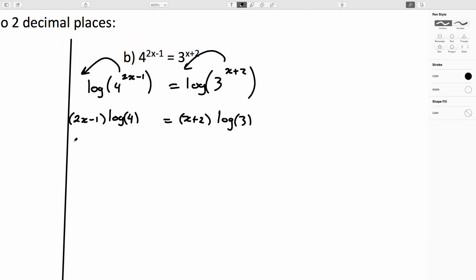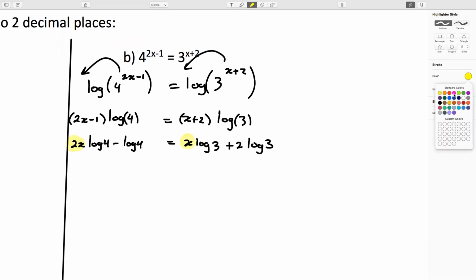2x times log 4 is the first one, so 2x log 4 minus 1 log 4. Do the same thing on the other side: x log 3 plus 2 log 3. And now we've got a term on both sides with an x in it, and a term on both sides with no x in it. We're going to move everything with x to one side and everything without x to the other. So I'm going to move the x's to the left and the non-x's to the right.